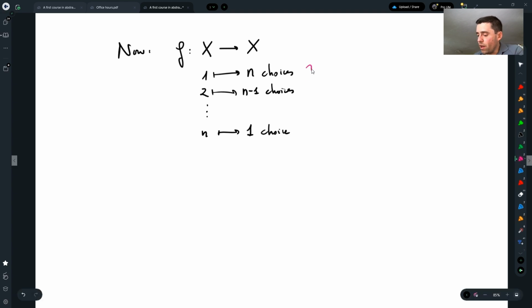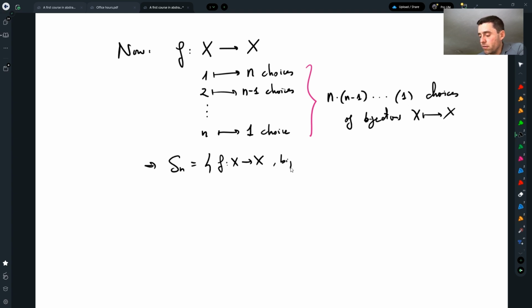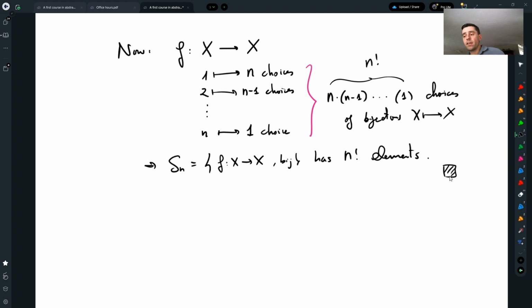And if you put all of these together, there are going to be n times n minus 1 times up to 1 choices of bijections X to X, and therefore Sn, which is the set of all bijections from X to X, has this many, which is n factorial elements. And now I am done. So Sn is a group, and it has n factorial elements.